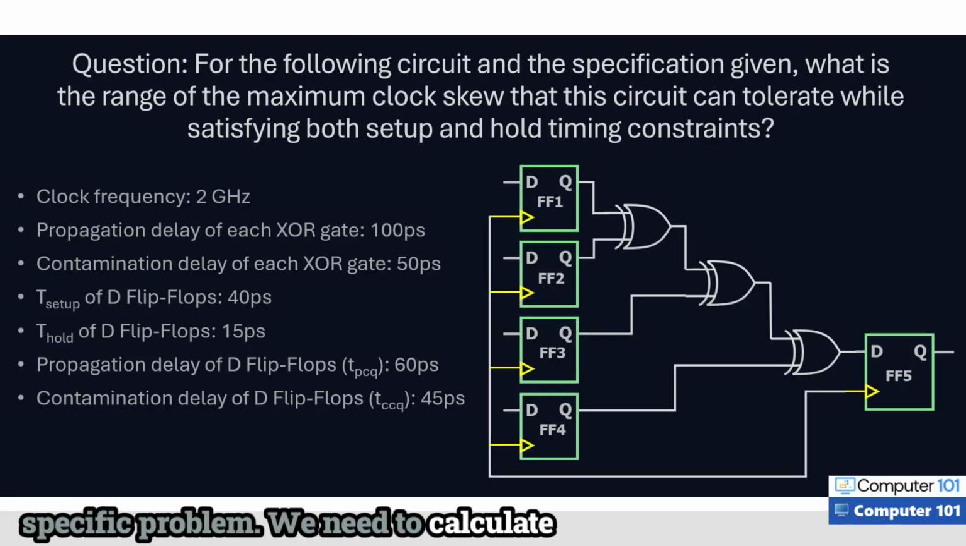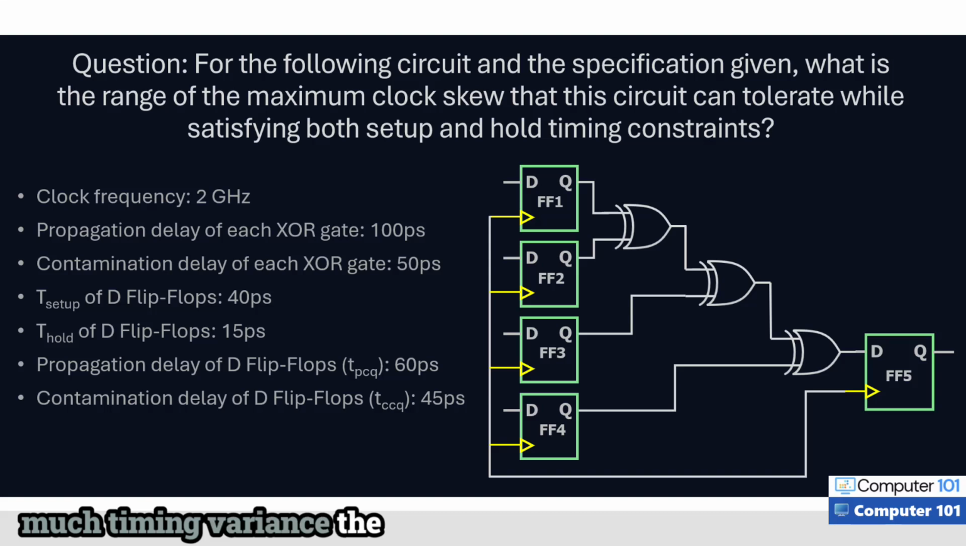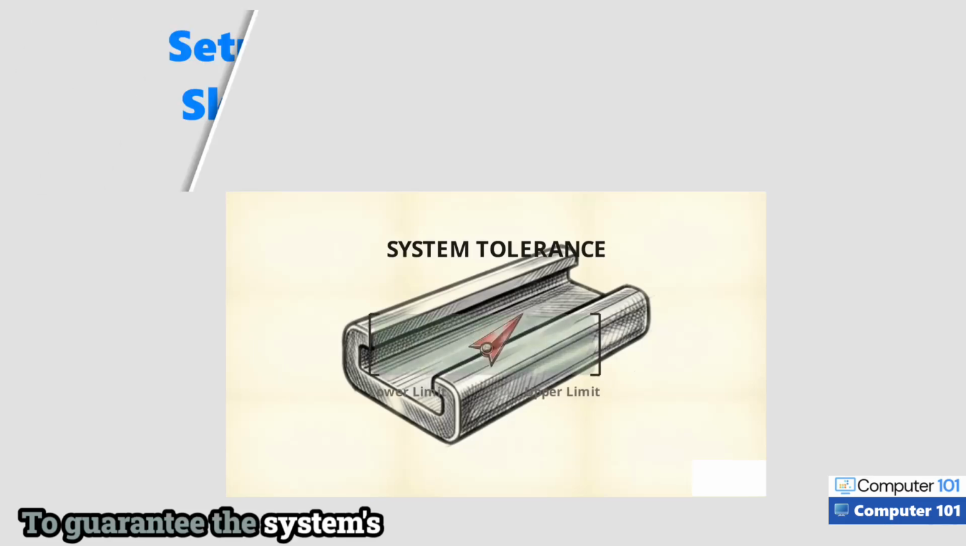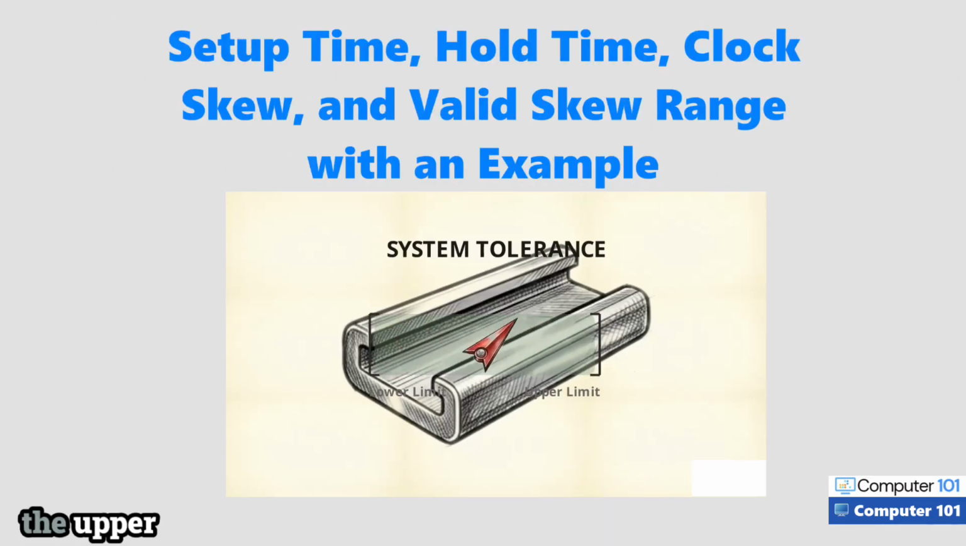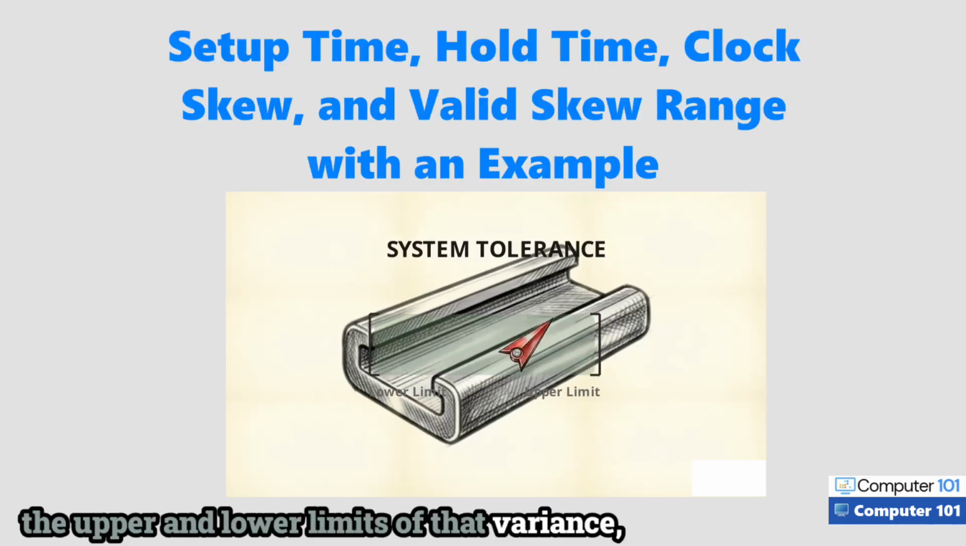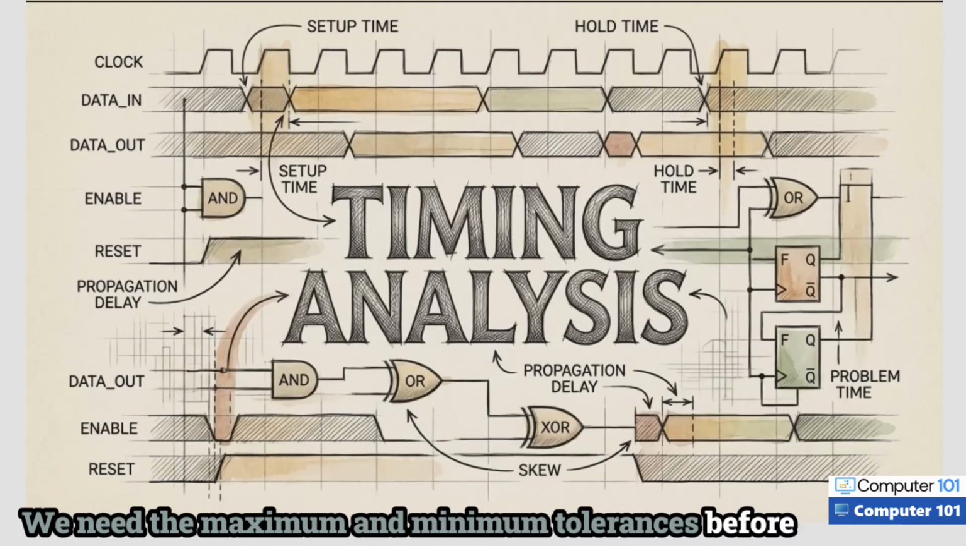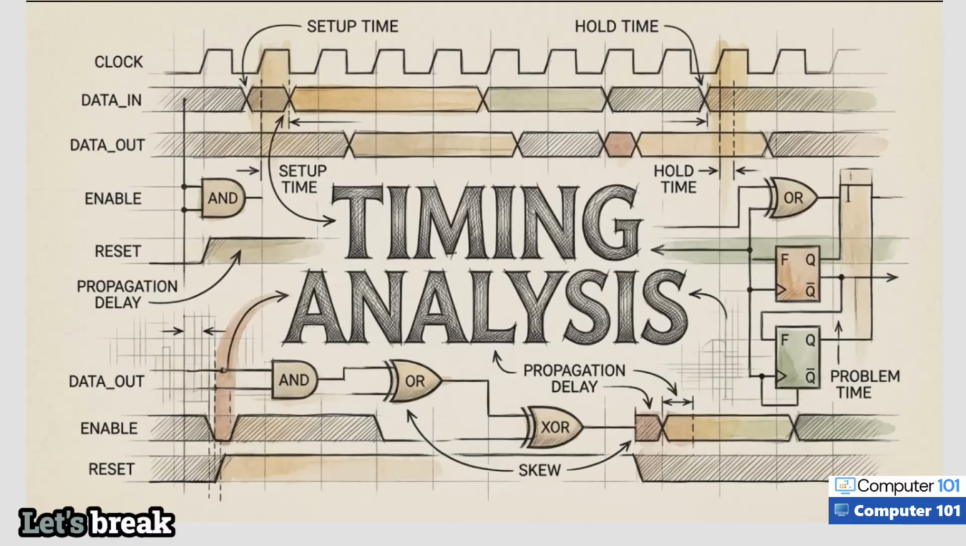We need to calculate exactly how much timing variance this circuit can handle while running at a strict 2 GHz clock frequency. To guarantee the system stays stable, we have to find the upper and lower limits of that variance, known as clock skew. We need the maximum and minimum tolerances before the timing breaks. Let's break down the math.